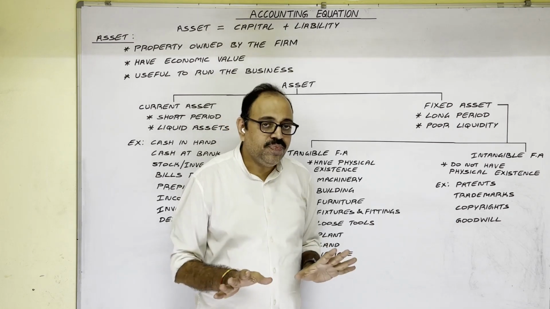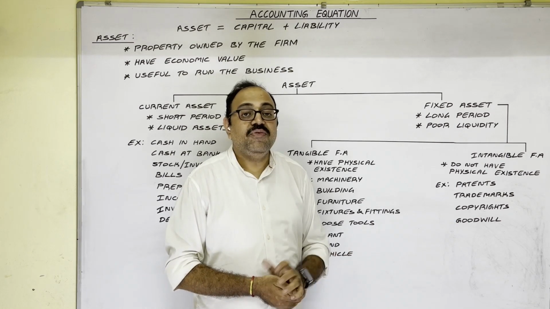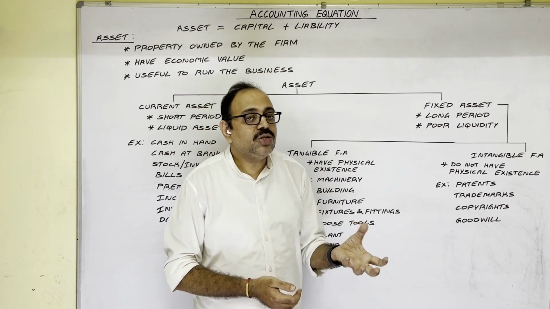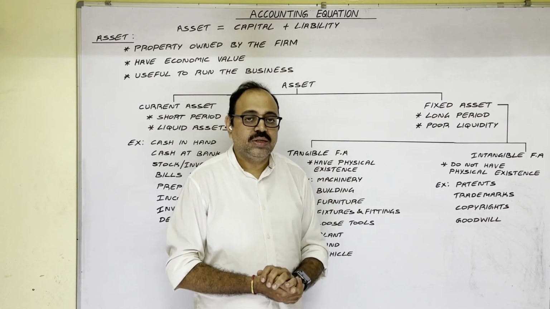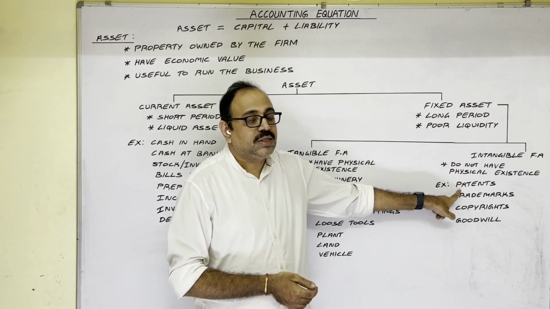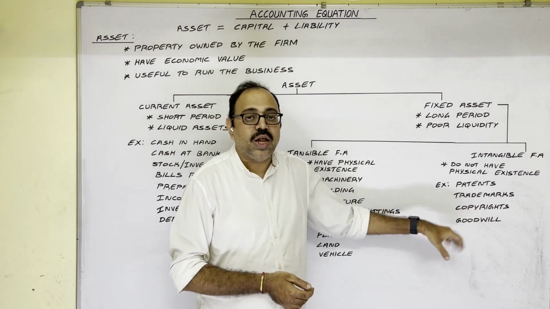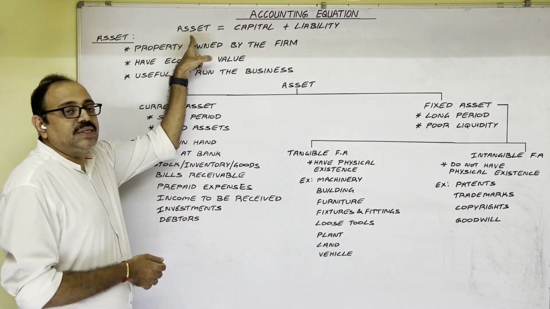You cannot see them, you cannot touch them. But we can feel the existence of these assets. So these assets are also useful to run our business. Example, patents, trademarks, copyrights, goodwill. So this is all about the first element, asset.